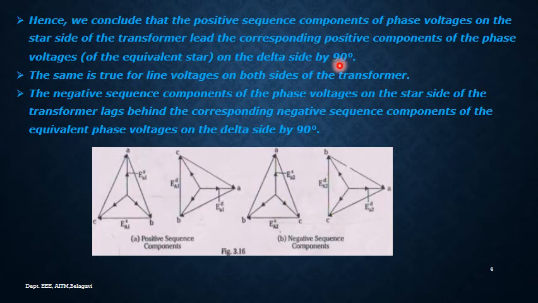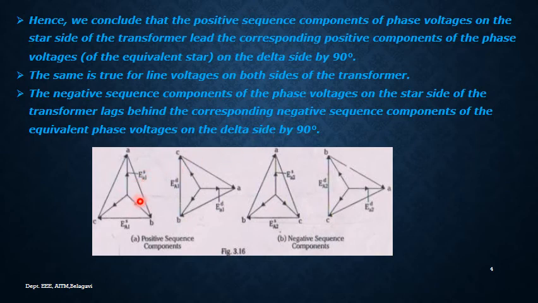And for the negative sequence, what is happening? Once again, the phase voltage on the star side of the transformer is lagging. In case of negative sequence, we have minus j root 3, right? Minus j represents lagging. So it is lagging by an angle of 90 degrees with respect to the delta side of the transformer.